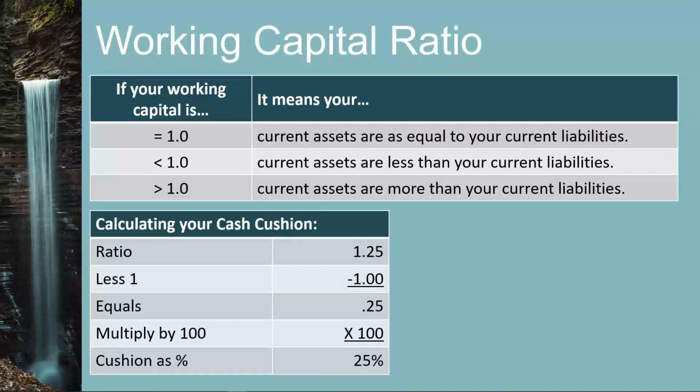If it's below 1, my current assets are less than my liabilities, so I may not have enough cash to cover everything I need to pay in the next year. If it's greater than 1, it's more likely I'll have the cash to cover my liabilities.